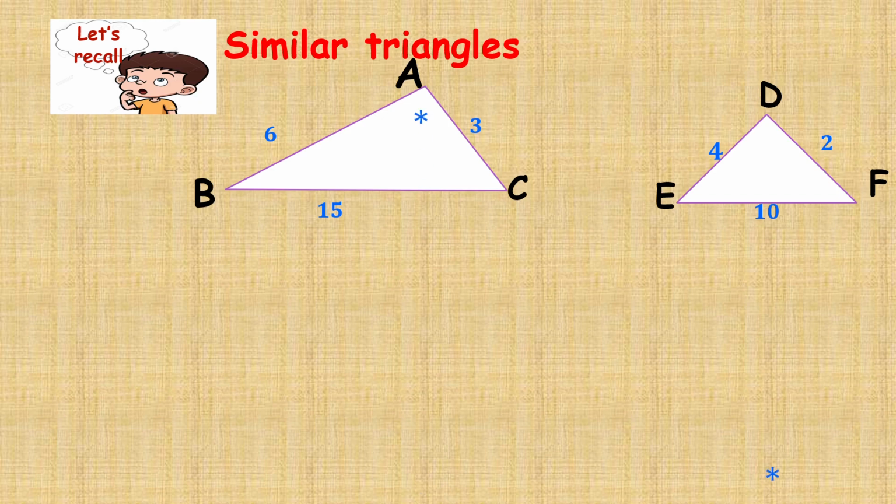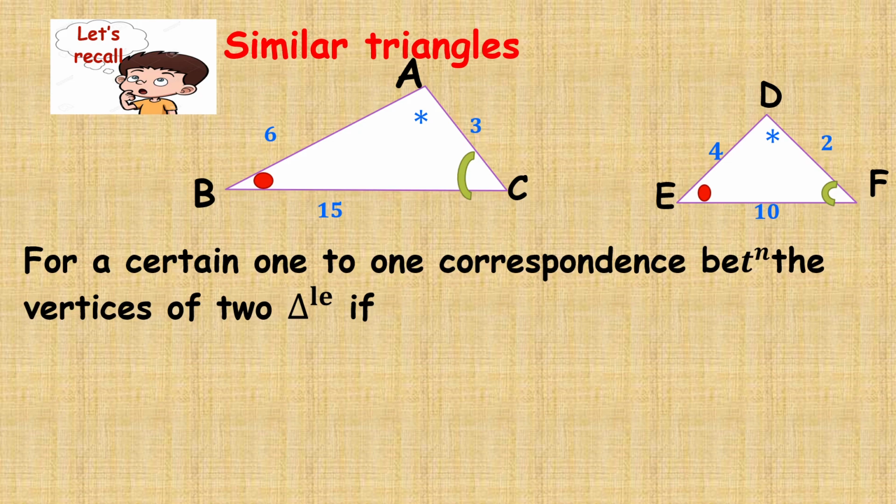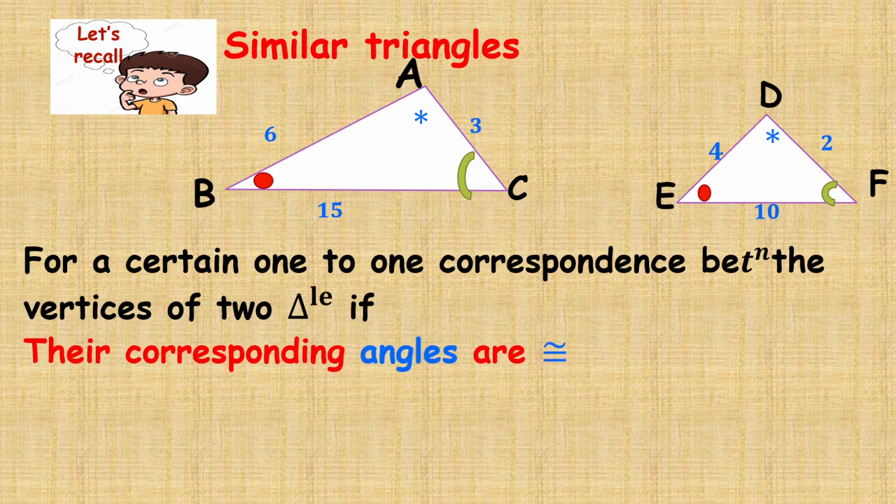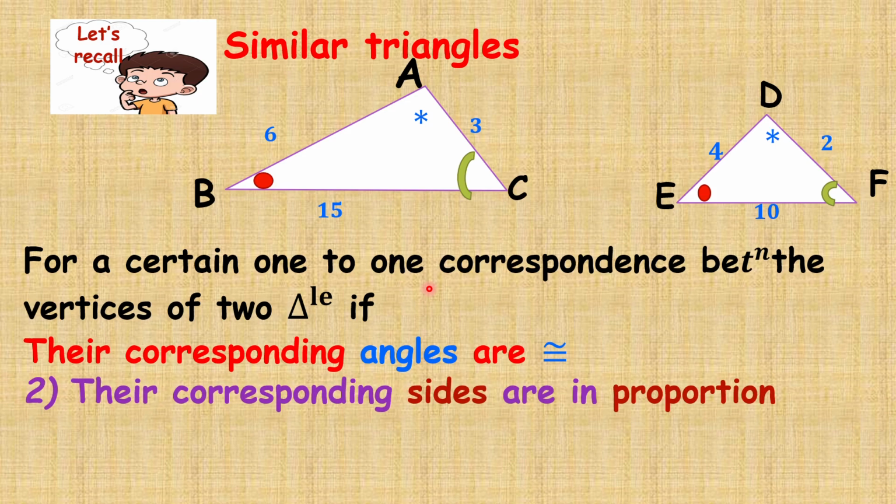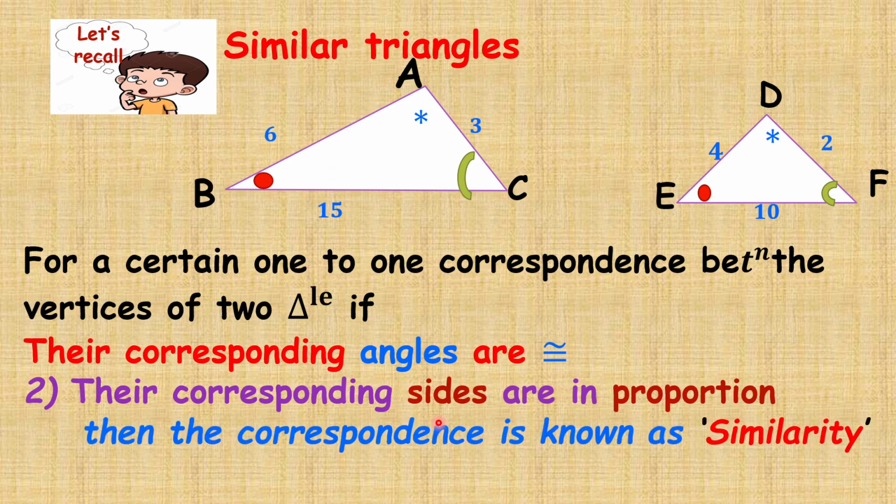Also, angle A is congruent to angle D, angle B is congruent to angle E, angle C is congruent to angle F. For a certain one-to-one correspondence between vertices of two triangles, if their corresponding angles are congruent, here angle A is congruent to angle D, angle B is congruent to angle E, and angle C is congruent to angle F, that means the corresponding angles are congruent and their corresponding sides are in proportion, then the correspondence is known as similarity.